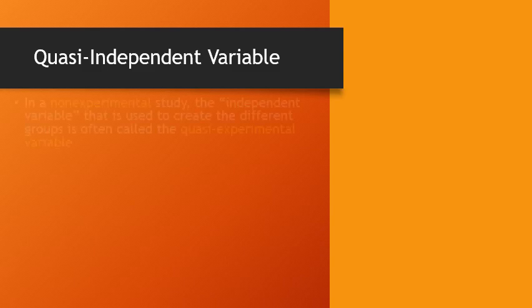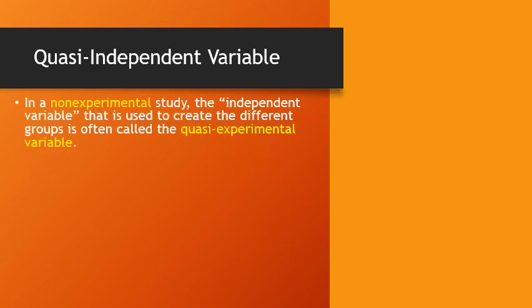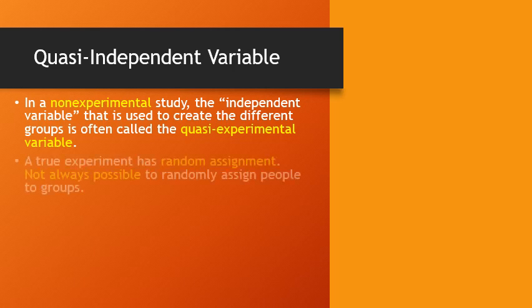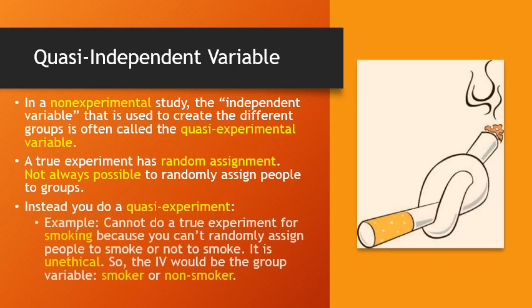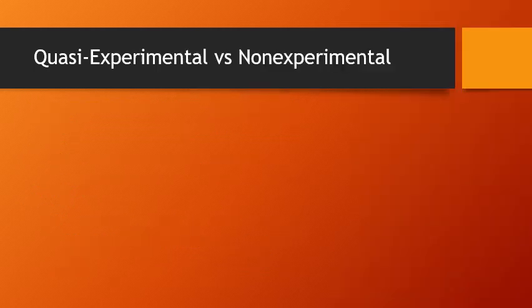Let's talk about a quasi-independent variable. This is a non-traditional study. It's used to create the different groups. A lot of times it's called a quasi-experimental variable. A true experiment actually has random assignment. And again, like we talked about, it's not always possible to randomly assign people to groups. You can't randomly assign people to smoke or not smoke. You can't randomly assign people, hey, you're going to be all girls, you're going to be all boys. It doesn't always work. So a lot of times we use quasi-independent variables. So again, the smoking. In this case, the independent variable would be either smoker or non-smoker.